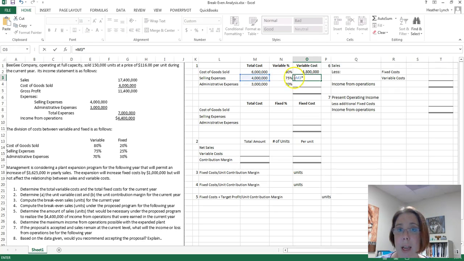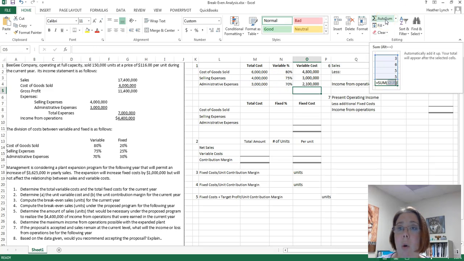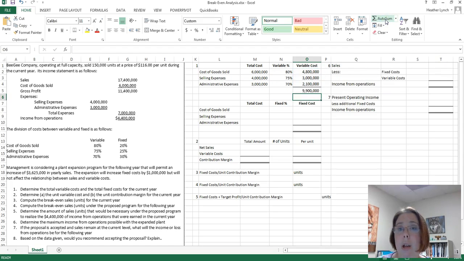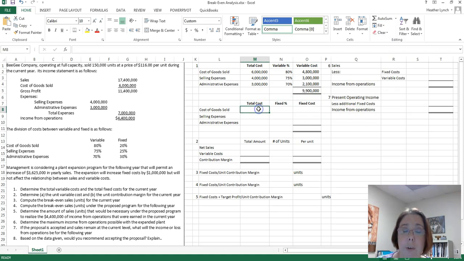The 4 million times the 75%, and the 3 million times the 70%. So then my total variable costs are 9,900,000. So then if we wanted to look at our total cost for fixed, let's get enough zeros.